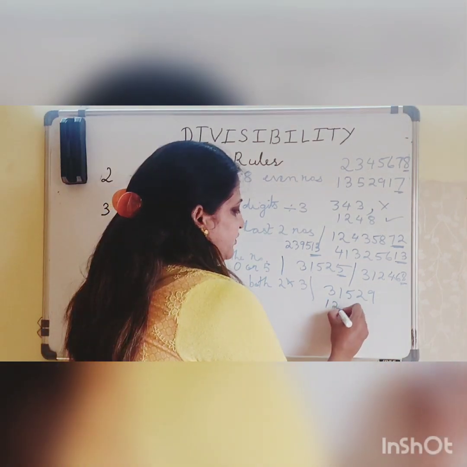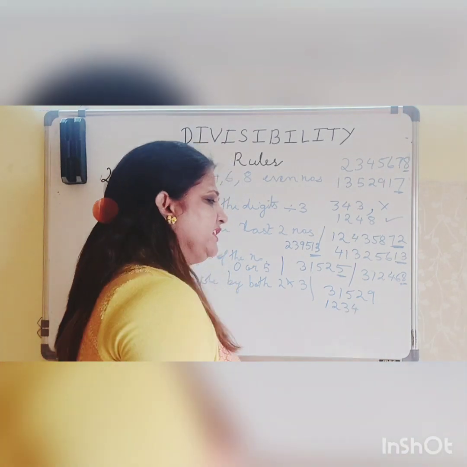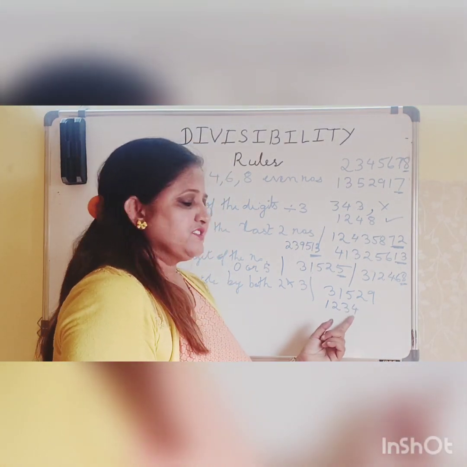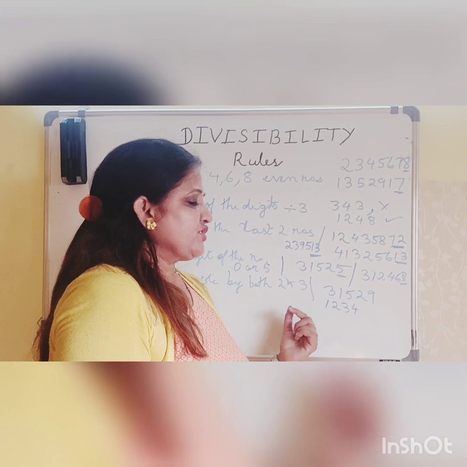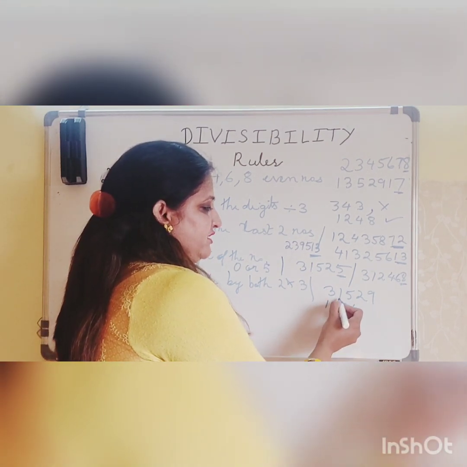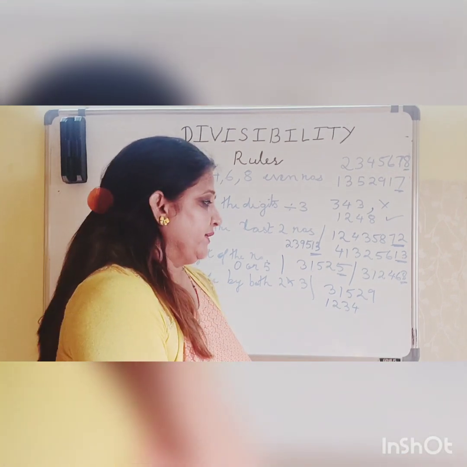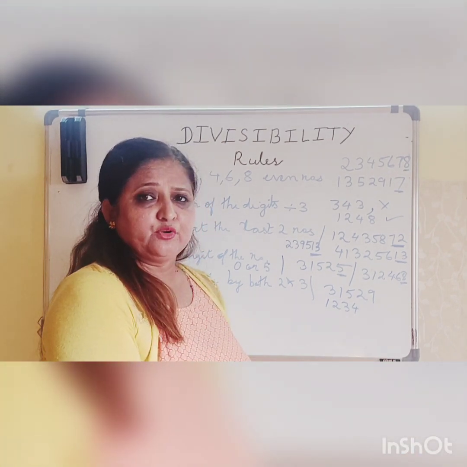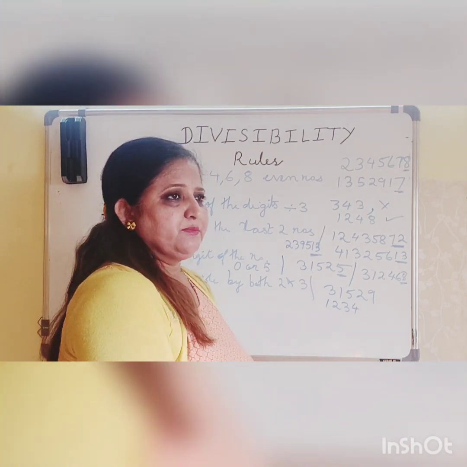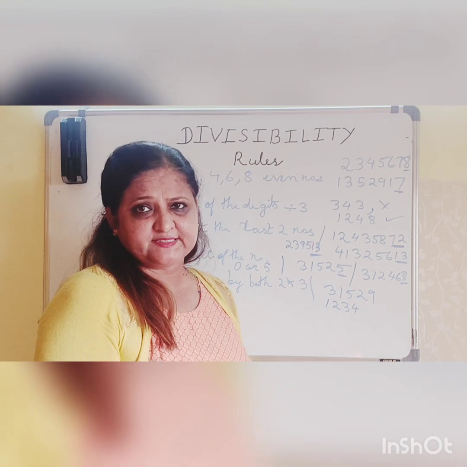Now let me pick up one more example. Suppose the number is 1234. Since it's ending in 4, we have to check the divisibility by 3 of this number. Add up all the digits: 1 plus 2 is 3, 3 plus 3 is 6, and 6 plus 4 is 10. So 10 does not come in the table of 3. So this number is not divisible by 3. Though it's divisible by 2, it's not divisible by 3, so it will not be divisible by 6.